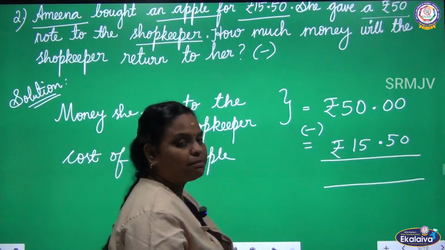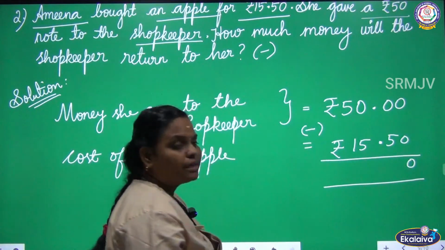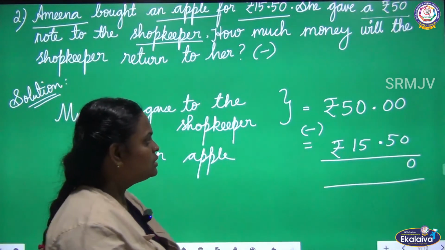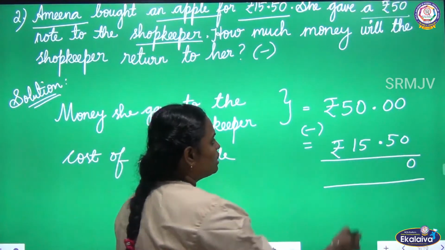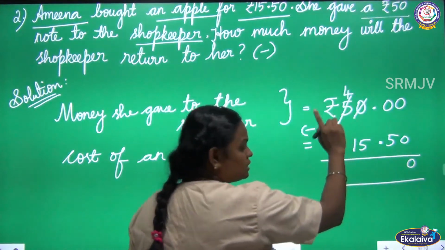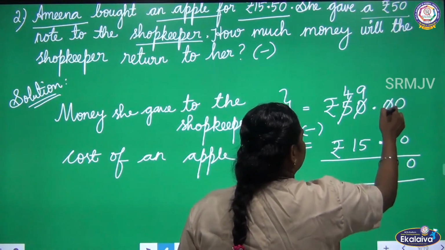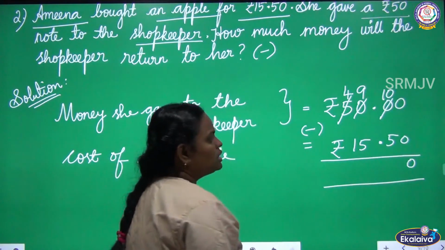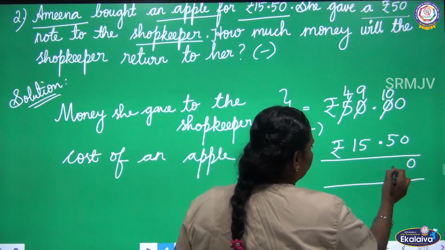So now shall we subtract? 0 minus 0 is 0. Next, 0 minus 5, we can't subtract from 0, so we have to borrow from the before number. So 5 becomes 4, it becomes 10. Again, if you are borrowing, it becomes 9, then it becomes 10. So what is 10 minus 5, children? 10 minus 5 is 5.